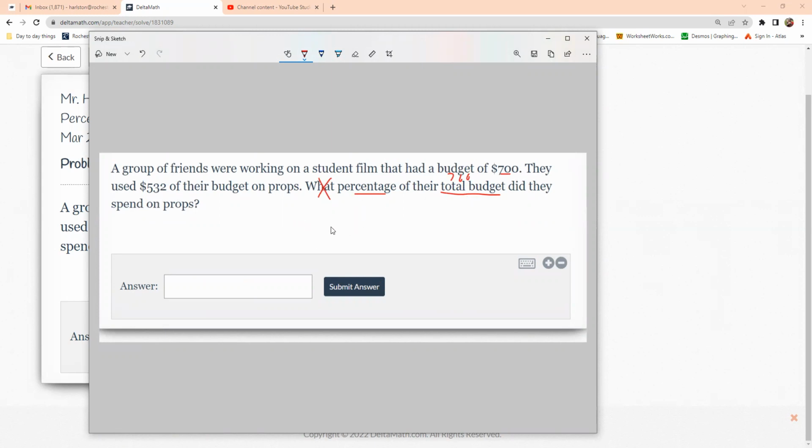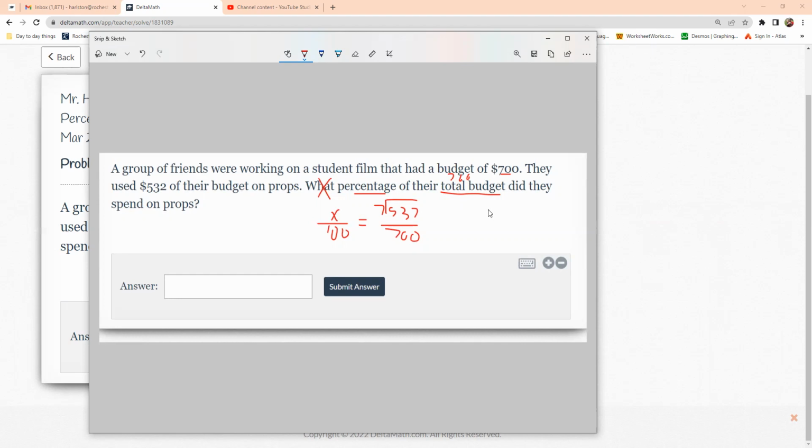Did they spend on budget props? So our equation is going to be x divided by 100. That's the what percent part, equals the of is the total budget. So that's going to be 700. And the is the amount they spent on the budget props. So that would be 532. And then this one I can, 700 divided by 7 gives me 100. So 532 divided by 7 gives me the x. So that's going to be, let's see, 53. What's that, 8? No, 7. So that'll be 49.